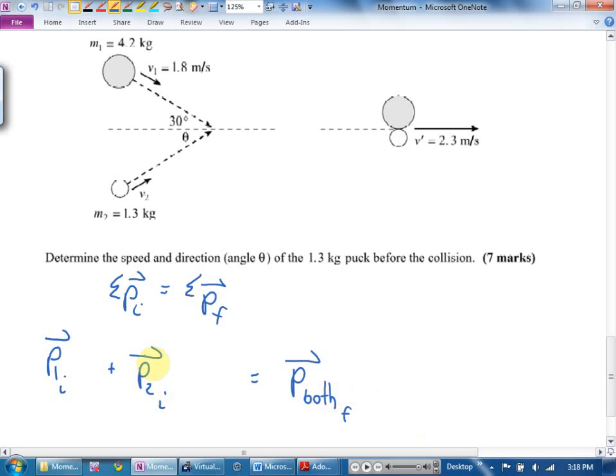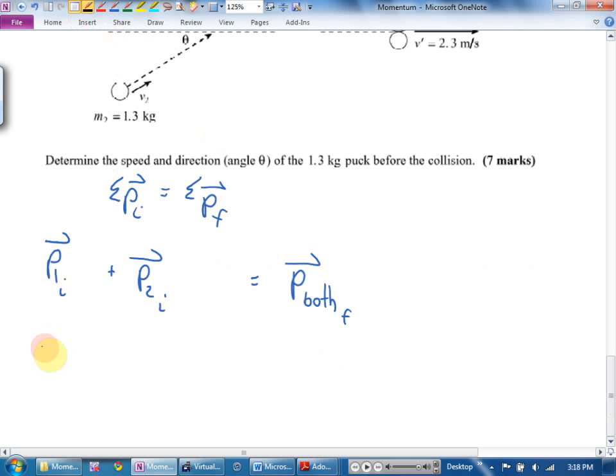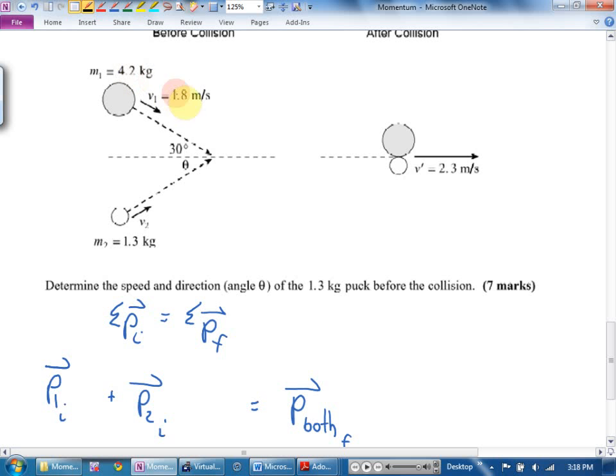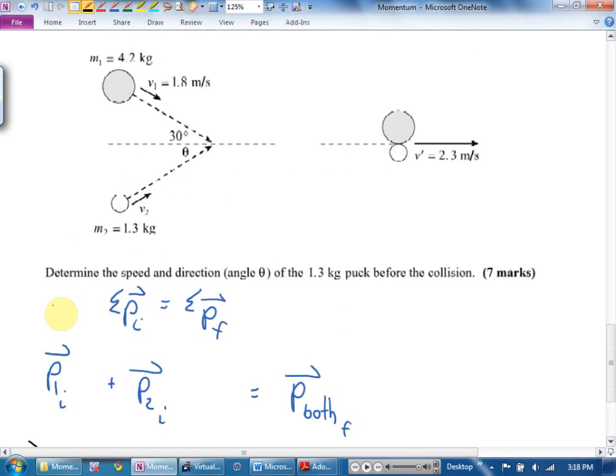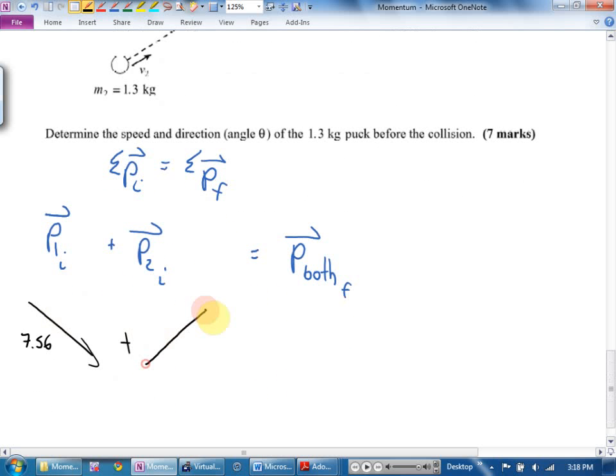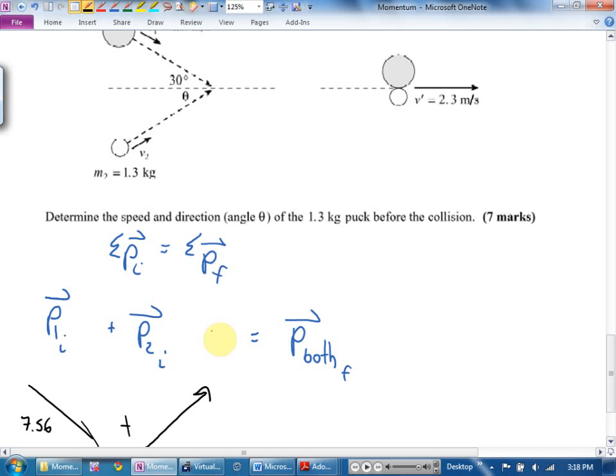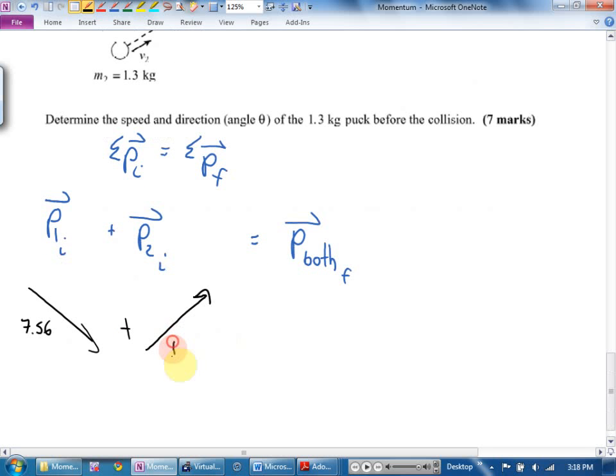Angles? Oh, vector. V1 looks like this, plus. Oh, magnitude. Can someone go mass times velocity for me, please? 4.2 times 1.8. 7.56. Not rounded off, carry out. Oh, yeah. Okay. And mass 2 is coming in like this. Mystery angle, but we know. Oh, and mystery velocity. So I'll just call it momentum 2 initial. Don't know.